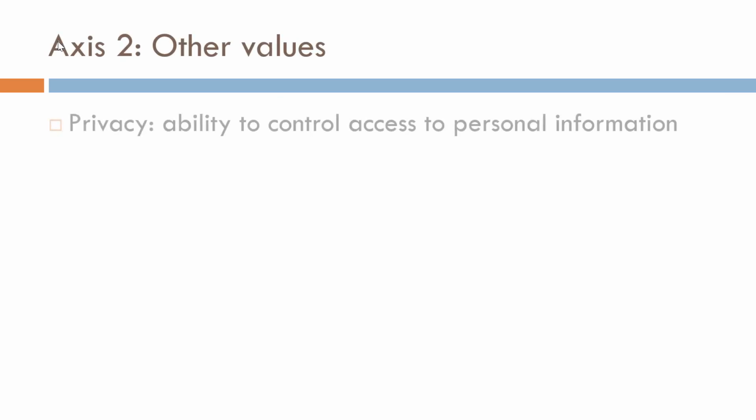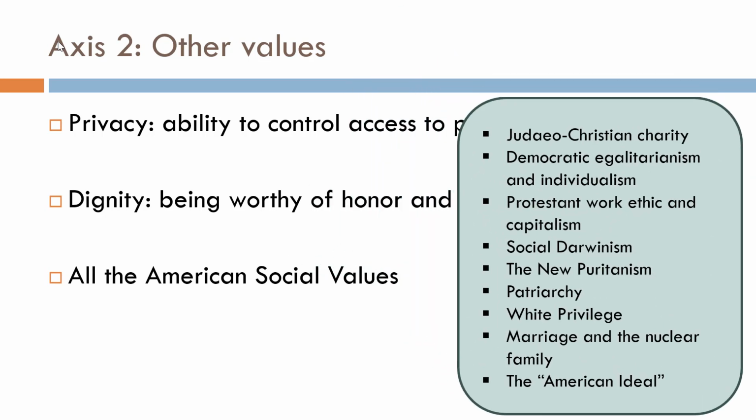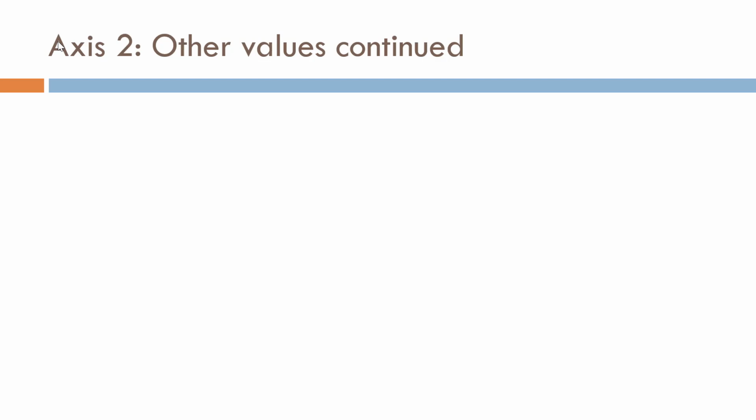And some of the other values to consider involve privacy, which is the ability to control access to our personal information. Dignity is a big one for us as social workers, the idea of being worthy of honor and respect, and understanding how well the policy supports the dignity of people, or is there shame and stigma that surround that policy. Of course, all of those American social values that we went over. I'm not going to go over them again in this video, even just a little bit, because I know we already did that, but here they are, just as a little reminder. And then there are other values even beyond all of those. Gilbert and Terrell review 4 ranges of values, which I want to touch base on here.